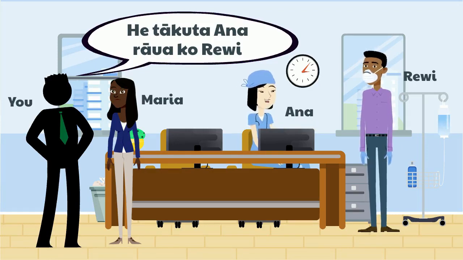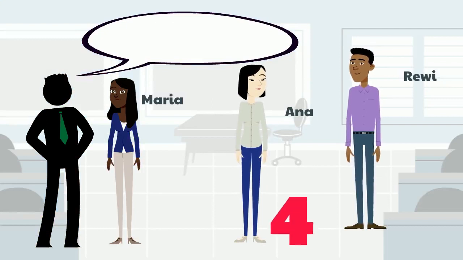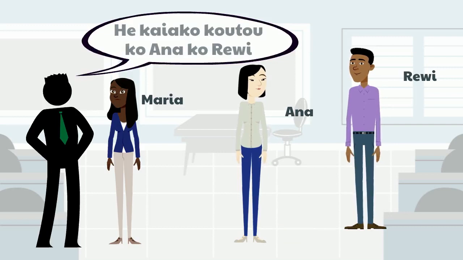Still speaking to Maria, how would you say you, Ana, and Rewi are teachers? He kaiako koutou ko Ana ko Rewi. We're talking about you all and more than two people, so we say koutou.